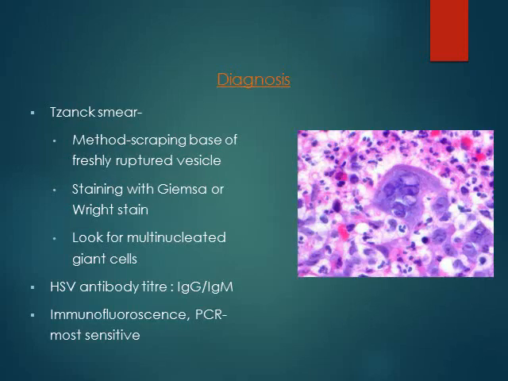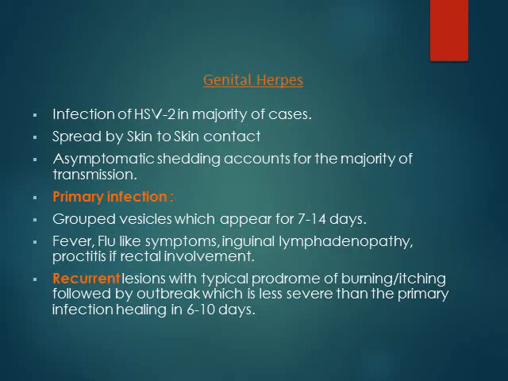diagnosis. We can make a diagnosis of herpes infection by just scraping the base of a freshly ruptured vesicle and staining with Giemsa stain. We look for multinucleated giant cells, and then you can also send for antibody testing or PCR, which is sensitive. Genital herpes: here the infection is usually by herpes simplex virus 2 in the majority of cases, and it spreads by skin to skin contact.